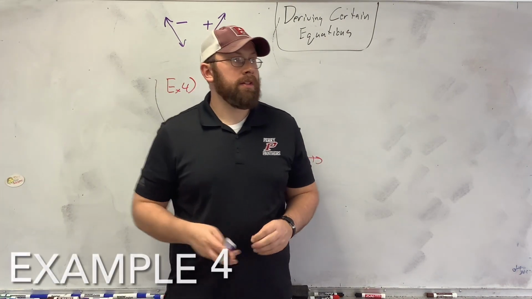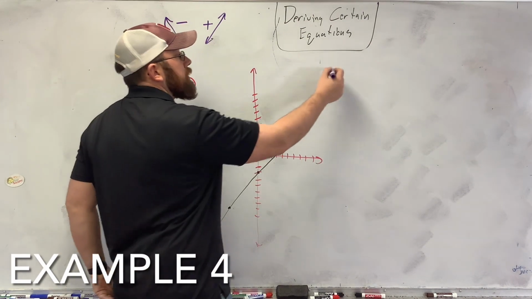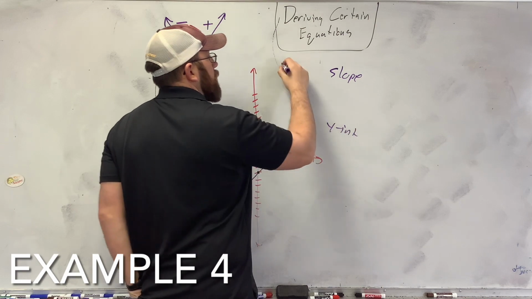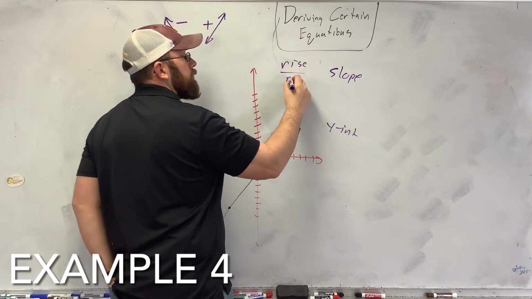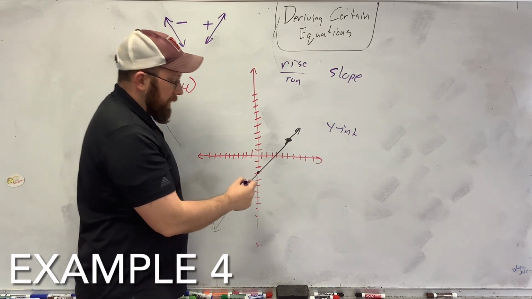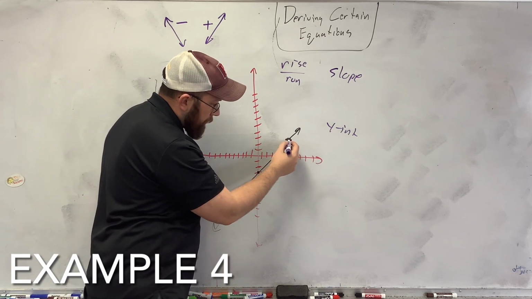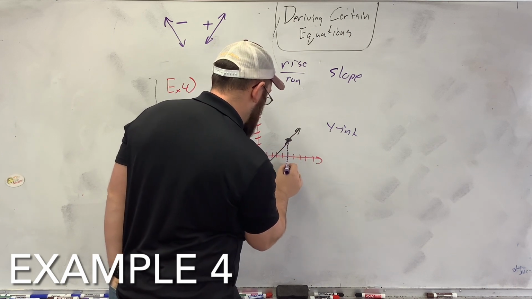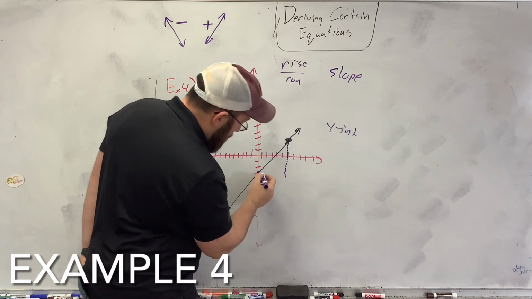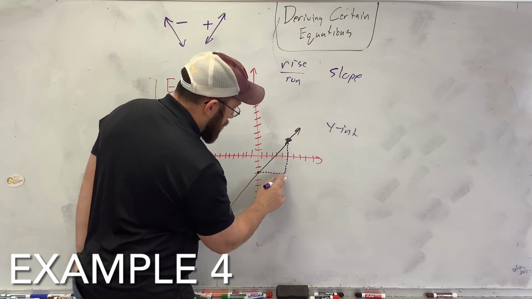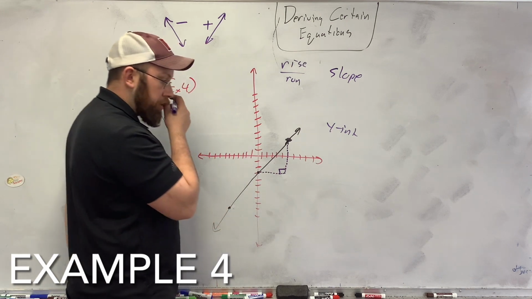All right, and here is the last one. We're going to find the slope-intercept form, so we need to find the slope and the y-intercept. We're going to use rise over run. Let's start with this point and make a triangle. I'm going to come from here and go down until I meet that point, then meet them together and make a right triangle.